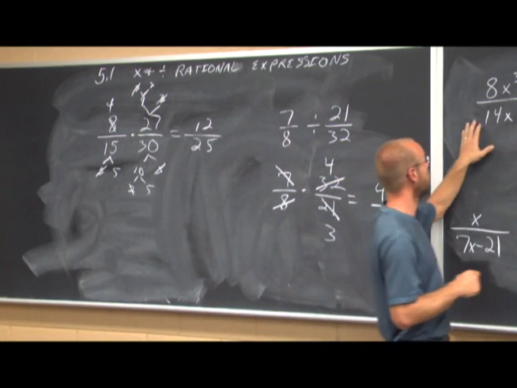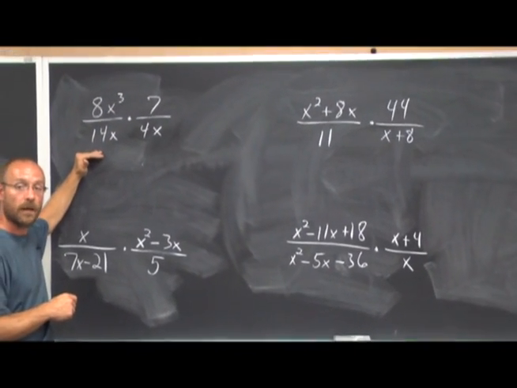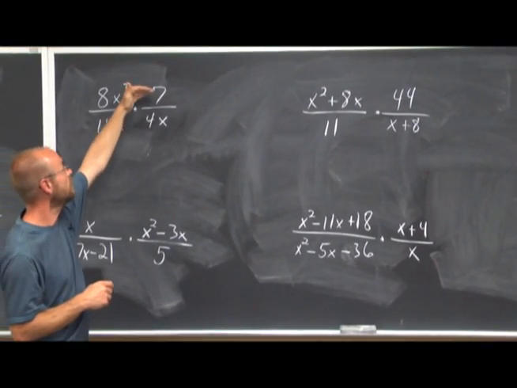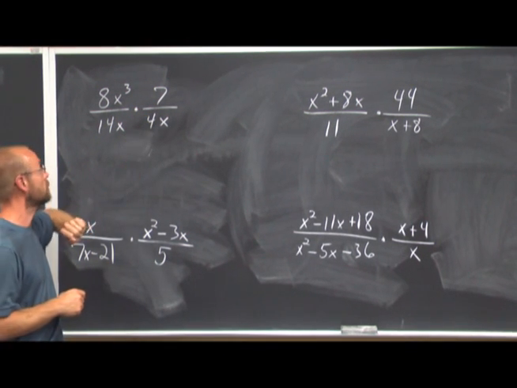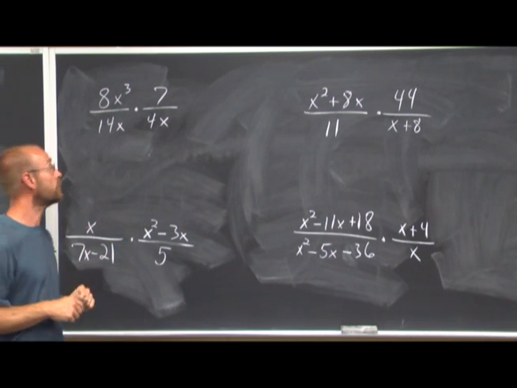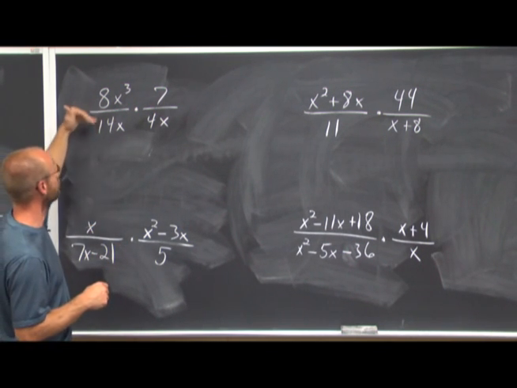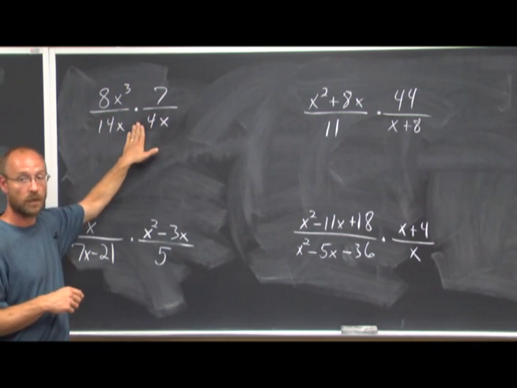All right, the first one here, I have the quantity 8x cubed divided by 14x times the quantity 7 divided by 4x. So we just have these rational expressions. Well, since it's just multiplication, everything is a factor. So I can start simplifying over here, cross-simplifying because it is just multiplication.